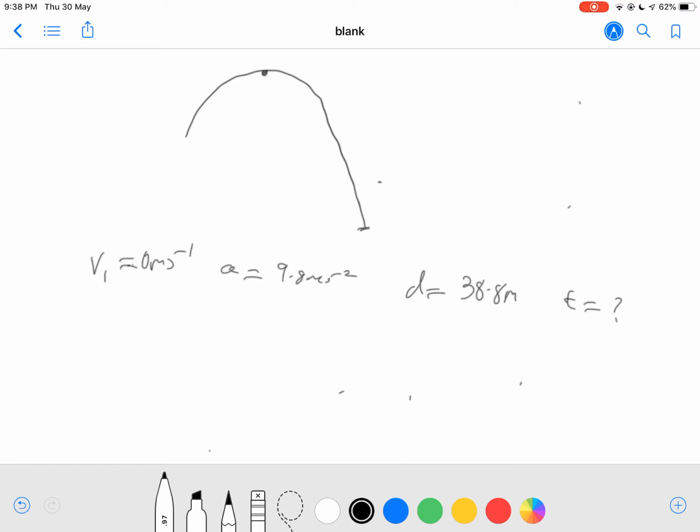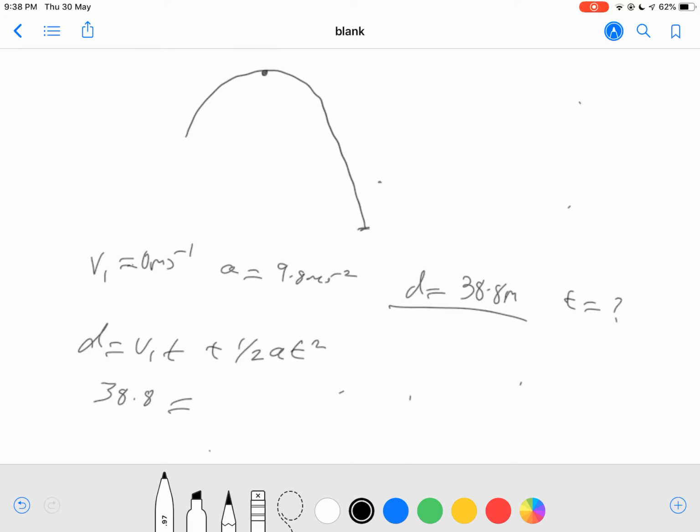So what equation can you use? The best thing to do here is look at your kinematic equations. Which one involves all 4 of these? It should be d equals vi t plus half a t squared. Okay, so now we just substitute our numbers in. We'll substitute d equals 38.8.